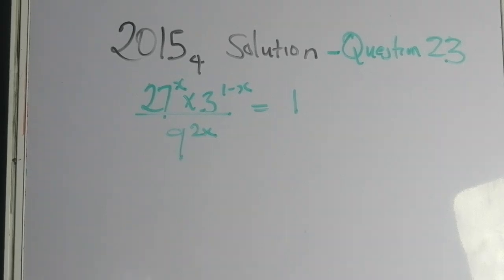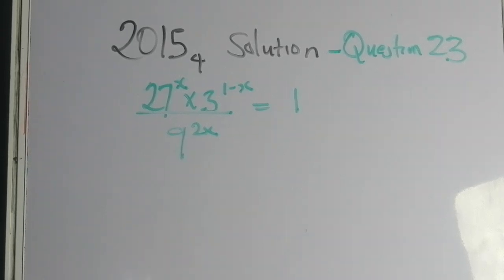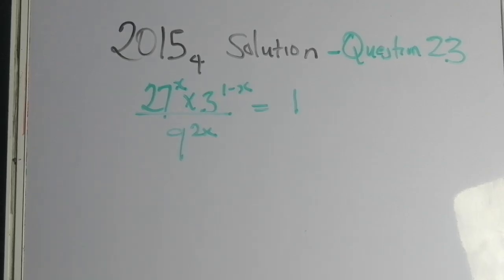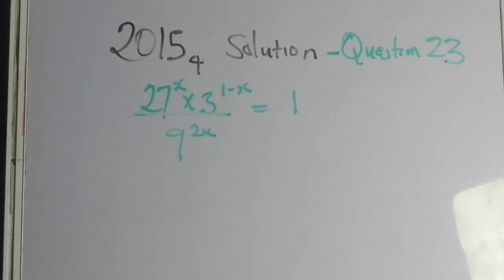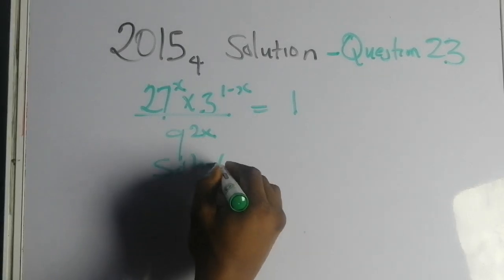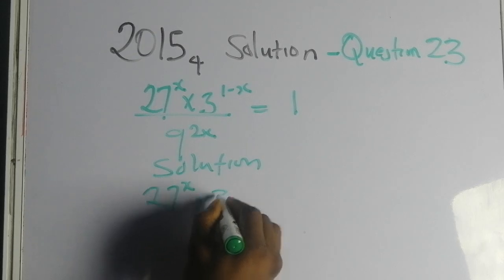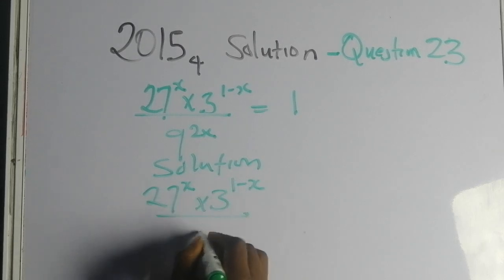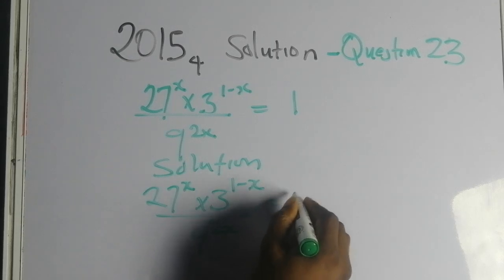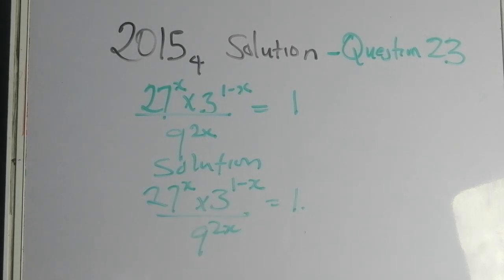Hello, ladies and gentlemen. This is question 23, an objective question. Okay, so straight to the solution. Here in this case, we are asked to look for x, and this is so simple and straightforward. So you have your solution. Okay, so that's 27 raised to power x times 3 raised to power 1 minus x over 9 raised to power 2x equals what? Equals 1.